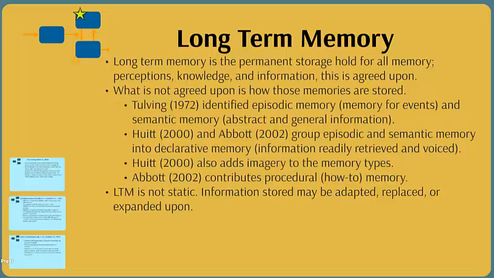This is agreed upon. What is not agreed upon is how those memories are stored. Tulving identified episodic memory, memory for events, and semantic memory, abstract and general information. Hewitt and Abbott group episodic and semantic memory into declarative memory, information readily retrieved and voiced. Hewitt also adds imagery to the memory types. Abbott contributes procedural how-to memory. Long-term memory is not static. Information stored may be adapted, replaced, or expanded upon.